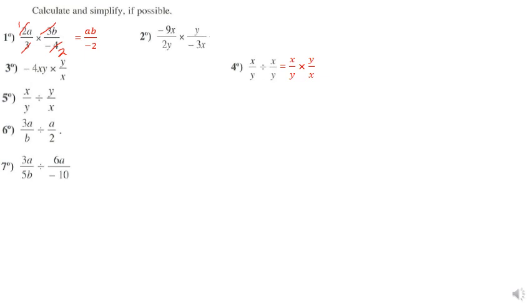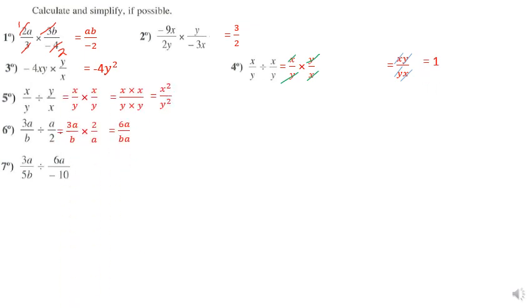In number 4, as you can see, keep, switch, flip. Keep the first, switch to multiplication, and then flip the second fraction. So now you can simplify the y with the y, the x with the x, and the final answer is 1. Okay, the others please try to practice them, and the solution is found in the PDF lecture.